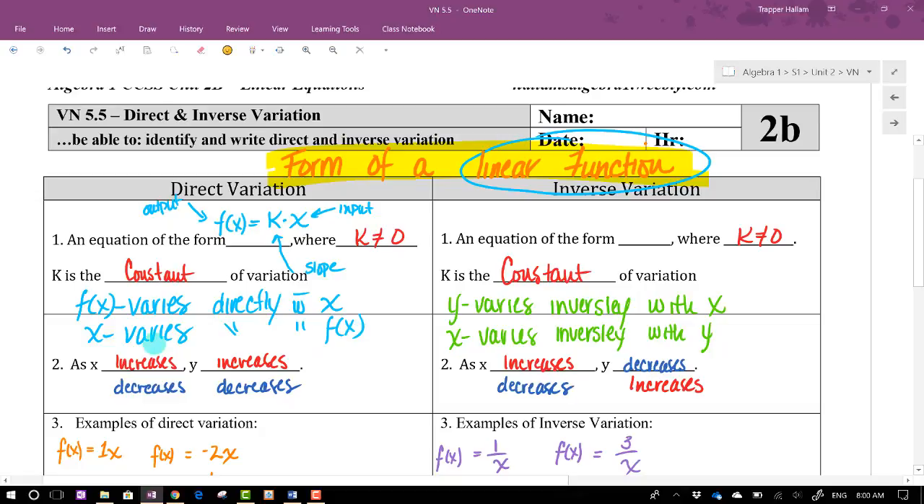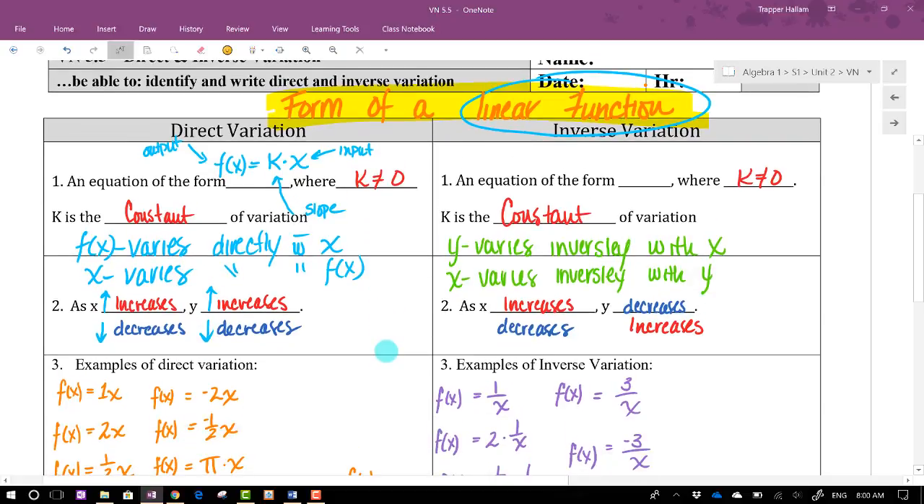Which means to you that if I increase x, if I make it go up, then y also goes up. So as our input goes up, our output goes up. And vice versa, if the input goes down, the output goes down. So they're in a direct variation. As one changes, the other one changes the exact same way.